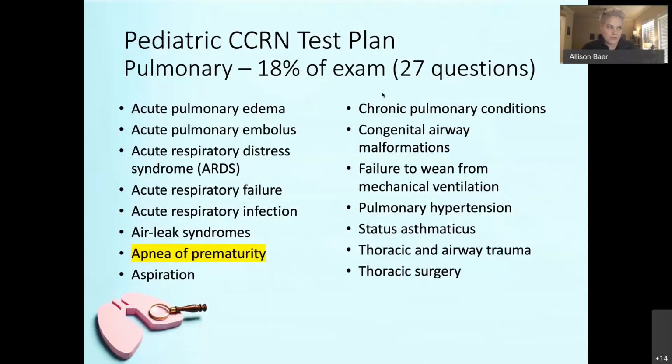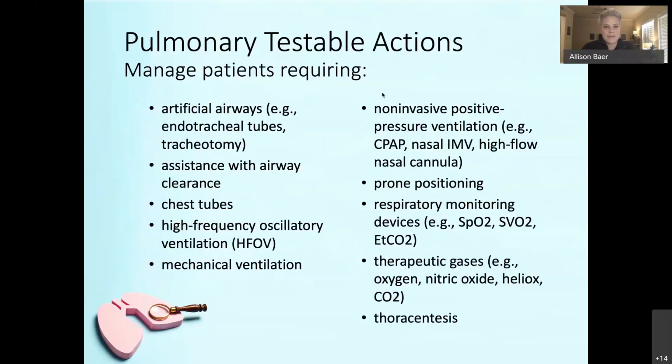But they've added apnea of prematurity, which I'm sure used to be on the neonatal CCRN. And for some reason, they thought they should add it to our pediatric one as well. So we'll go over a little bit about that because in going through their practice questions, I did see a few on that. And then these are the testable actions that they say they cover.